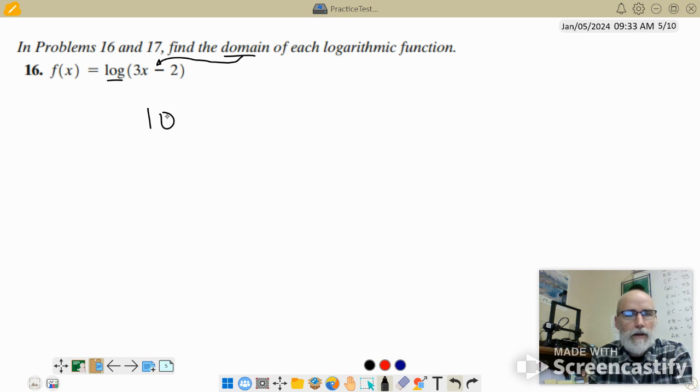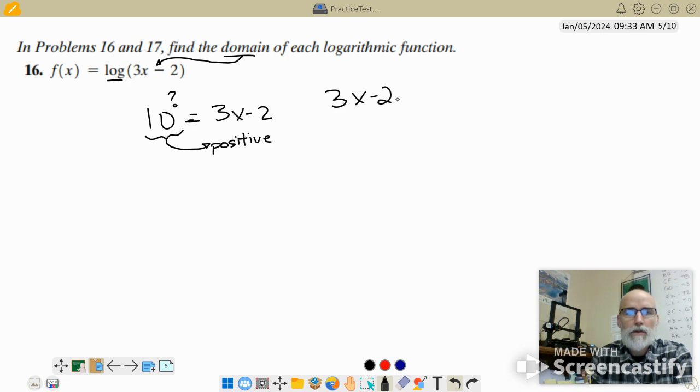I mean, let's just write that down for a second. What can we raise 10 to get 3x minus 2? Well, I don't know. Whatever you're going to raise 10 to, it's going to be a positive number. This is going to be positive. You can't raise 10 to an exponent and get a negative over here. It just can't happen. So we want 3x minus 2 to be greater than 0.